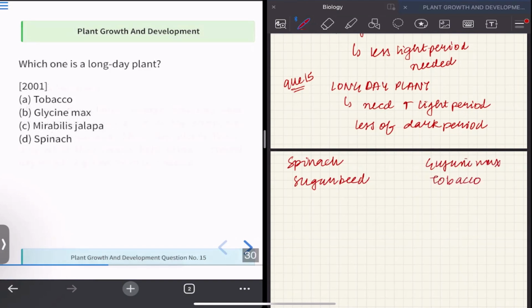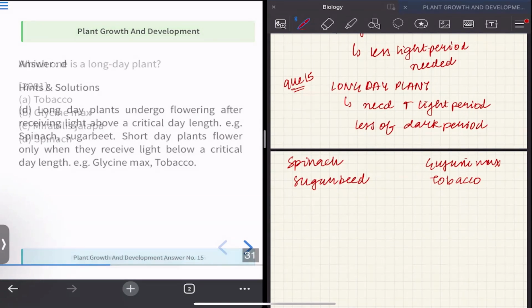Okay. So option D we have spinach. Tobacco, they have given in option A, it is a short day plant. Option B is also a short day plant. Option D is a long day plant.